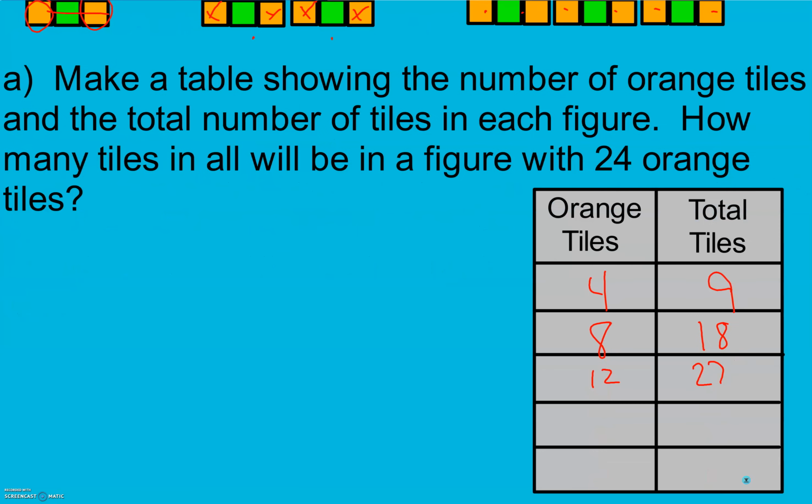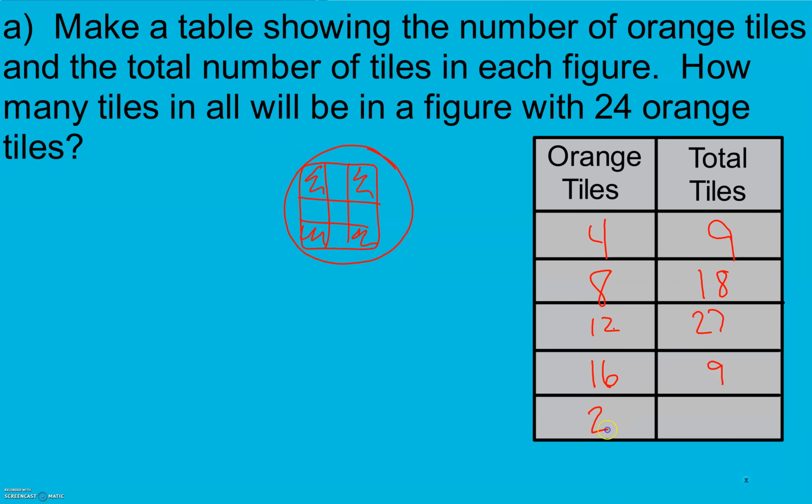So if we look here, it looks like every time we add one of the big squares, we're adding 4 oranges, which makes sense because they're in our corners. So my next figure would have 16 oranges, and I'm adding a total of 9 tiles. The next one, I'd add 4 more oranges, and a total of 9 that were added would give me 36. I'm going to add 9 more now and get 45.